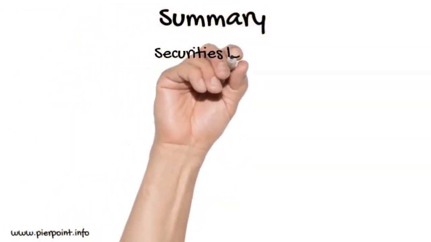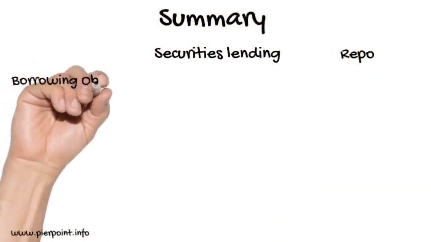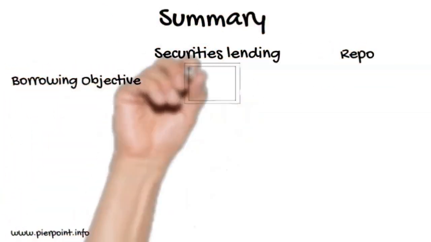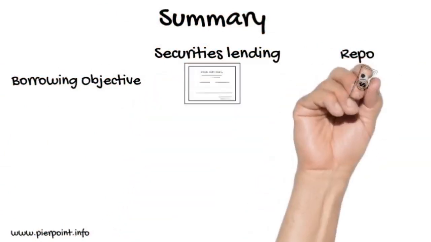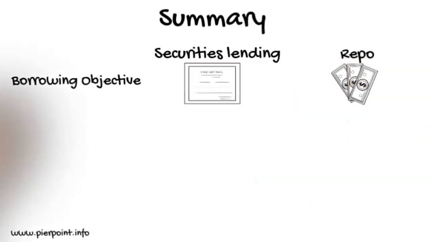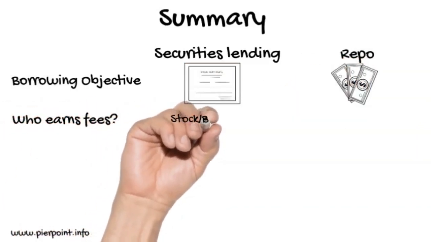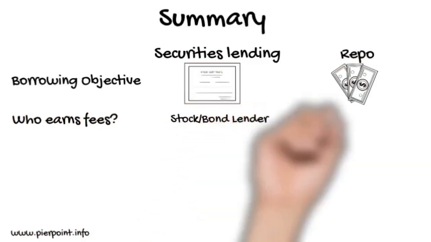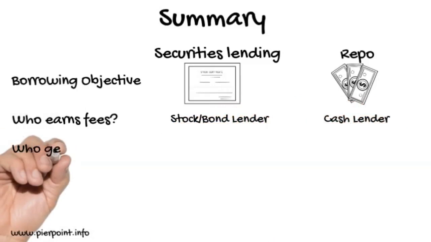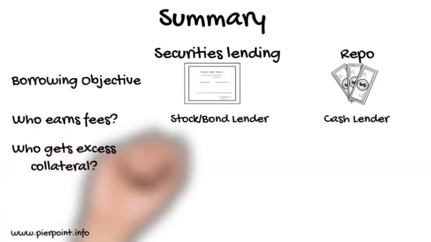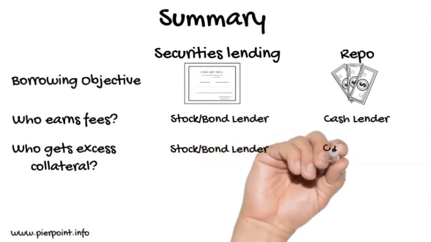In summary, then, securities lending is about the need to borrow securities, whereas in repo, it's about the need to borrow cash. The party providing the scarce resource in each transaction earns the fees and gets the excess collateral. So for securities lending, the stock or bond lender gets the fees and the extra collateral, whereas in a repo trade, the cash lender gets additional collateral and earns interest on the cash loan.